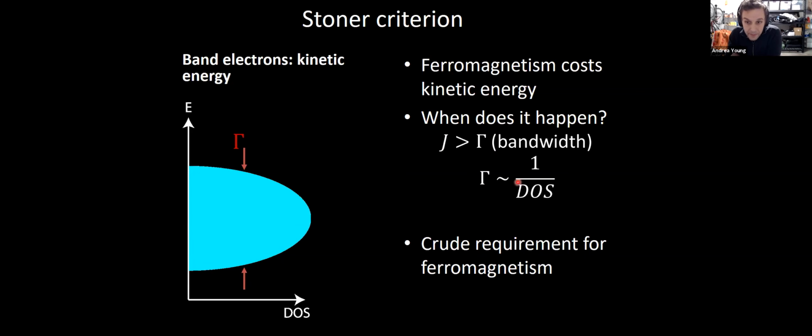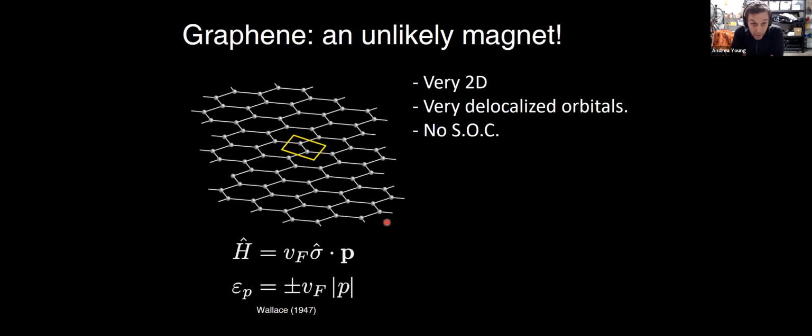And that gamma is simply proportional to 1 over density of states. So this so-called Stoner criterion gives us the crude requirement for ferromagnetism in the solid. Now, graphene, which is what I'm going to tell you about today, is a rather unlikely magnet based on these considerations. So first of all, it's very 2D. So already you're fighting with Mermin-Wagner.